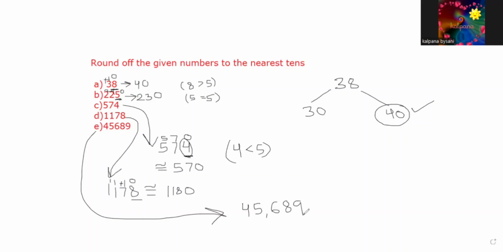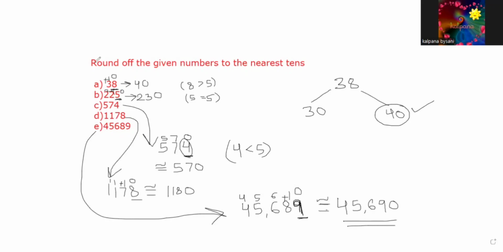Now the last problem we will solve: 45,689. Look at the ones place. It is 9. First make the ones place 0. And if it is greater than 5, the previous digit, that is the tens place, will become plus 1 and the rest of the digits will be as they are. Now how much will it be? This symbol indicates approximate, children. That's the reason I am using this symbol. 45,690. Hope you understood? Yes.